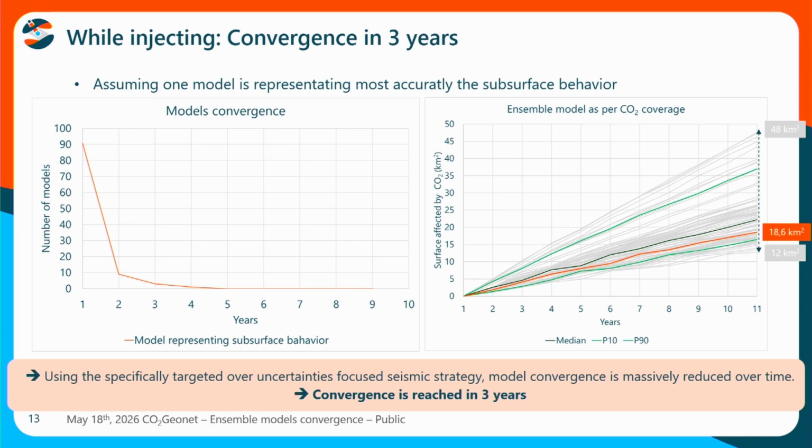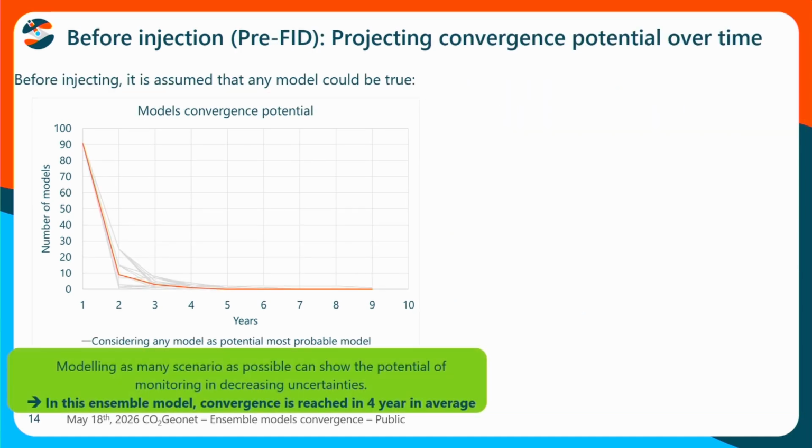We've done that by assuming that one model was representing most accurately the subsurface behavior. Let's do that for all models. Before injecting, it is assumed that any model could be true. So here we simulate the convergence across all cases. It's all of the gray curves that you can see on the left side of the slide, and you can see that on average, the convergence happens in about 4 years.